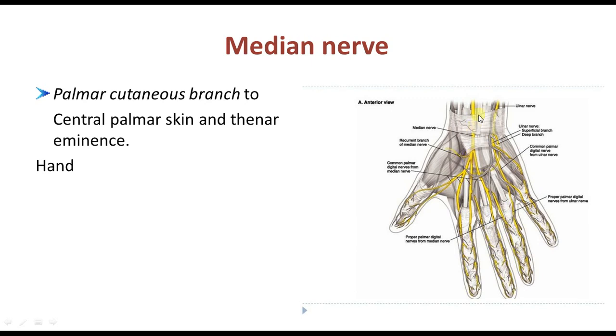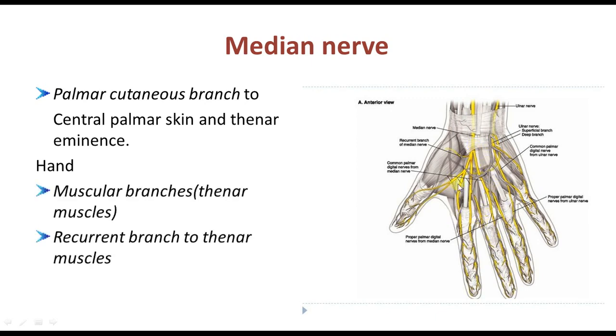Then after passing deep to the flexor retinaculum, that is through the carpal tunnel, it emerges, and here in the palm it is present deep to the palmar aponeurosis. The palmar aponeurosis again has been removed so that we will be able to see the nerve very well.